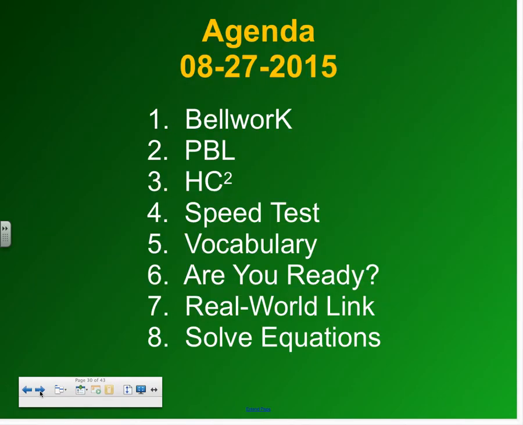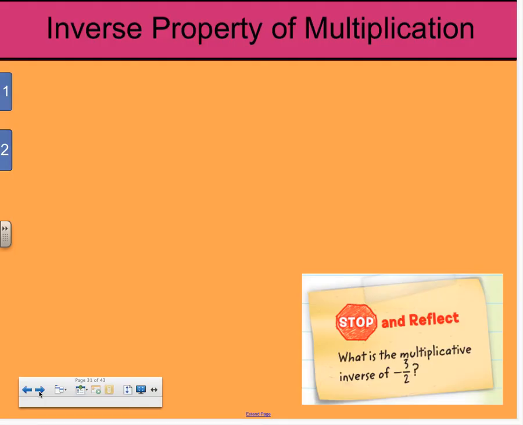We have accomplished a lot the last couple of days. Now we're on number 8, learning about solving equations. So you should be on page 112 of your book. And this is the main idea that we're going to be working on.